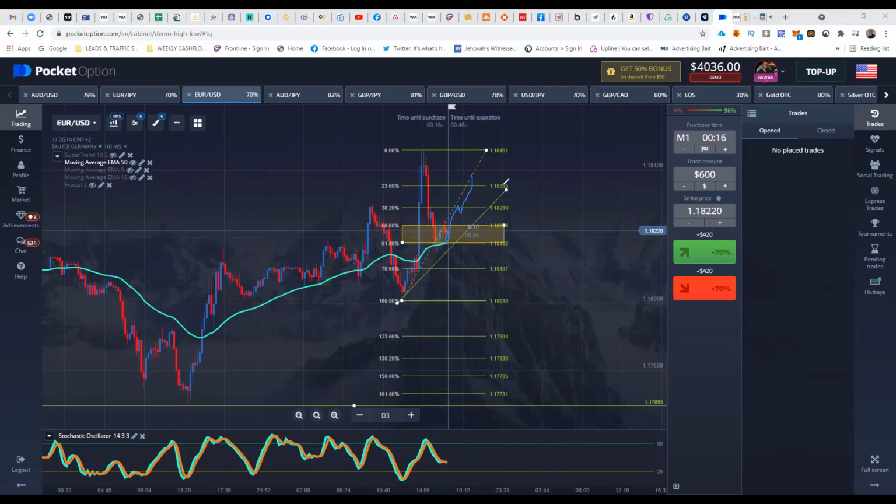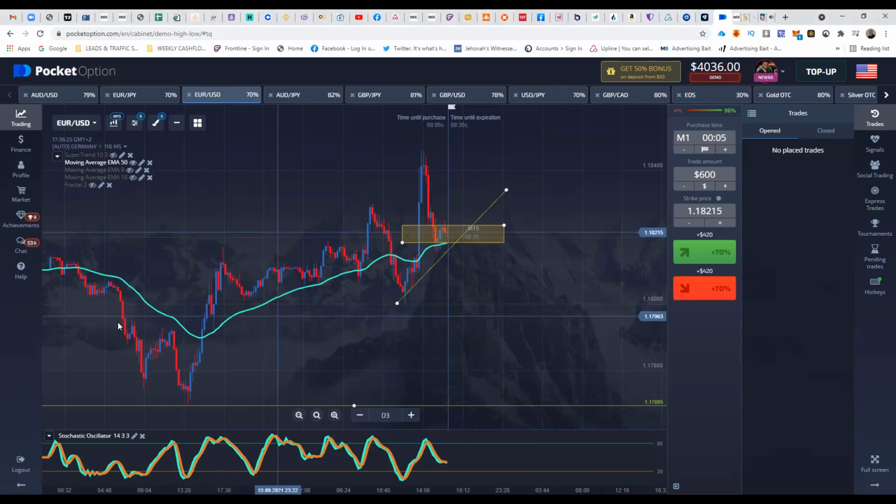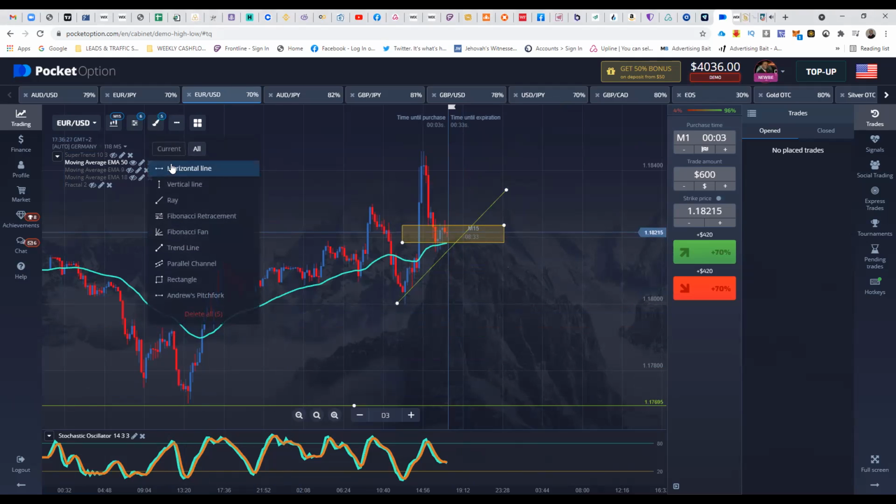So then what I'm going to do is practice my X factor, which basically means I'm going to take horizontal lines.